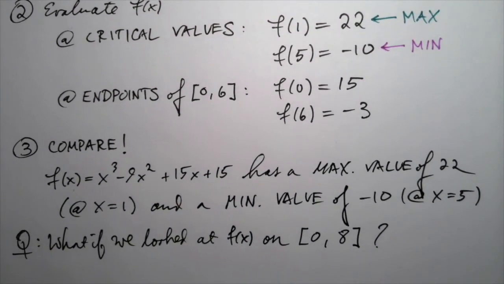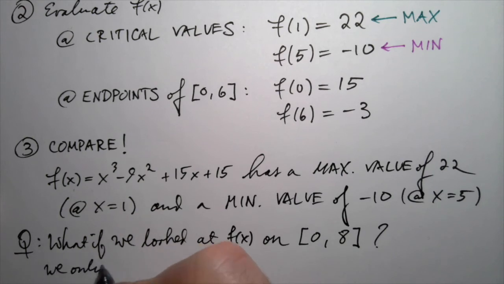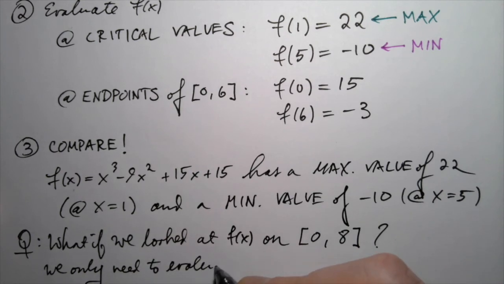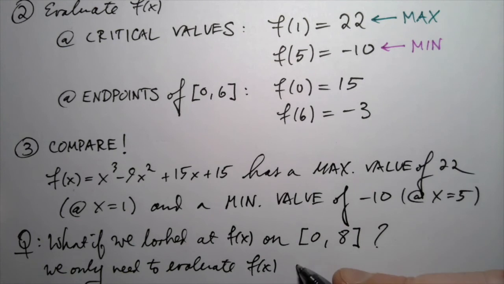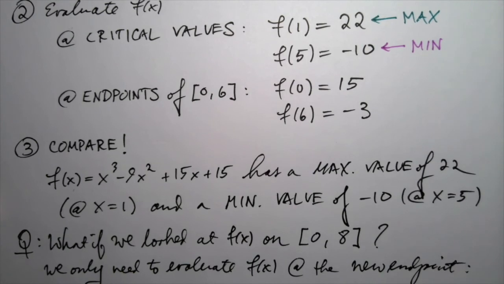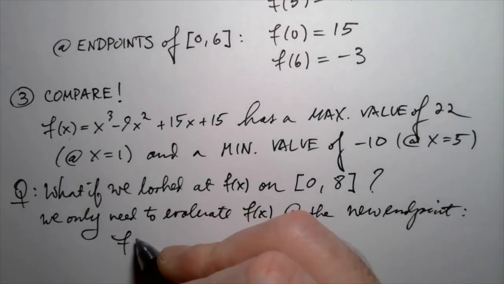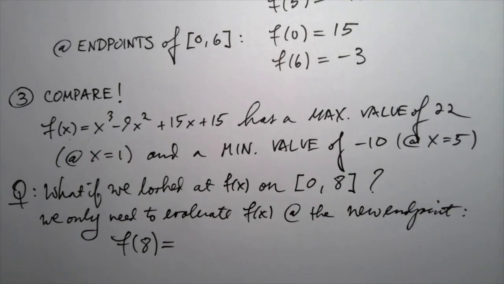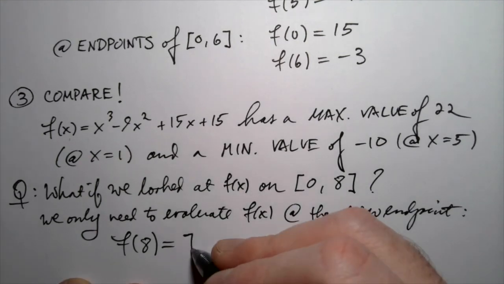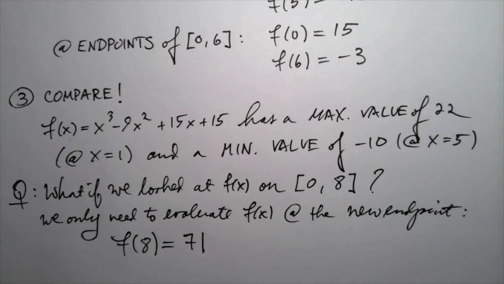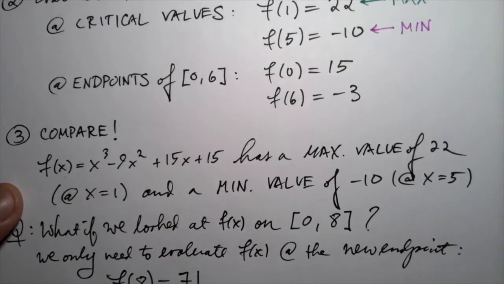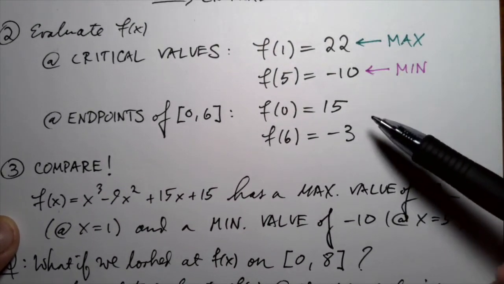So we have that list of values. The only other thing we need to look at is the value at that new endpoint 8. So we only need to evaluate f of x at the new endpoint. That's the only difference in the process. Well, if you pull out a calculator and plug in 8, or you do it by hand, you'll end up getting 71. Alright, so now in the third step, when we compare, this 71 would now have to be compared to these other numbers, 22, -10, 15, -3.